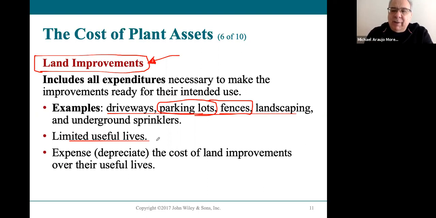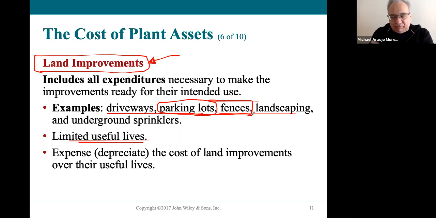Parking lots might not look like much, but they take quite a bit of a beating, not just from use, cars and trucks going on all the time, but from the weather, the expansion and contraction, the heating and the cooling, which cracks a lot of the asphalt and other materials used to make a parking lot. So you have to maintain that, which is great, but eventually it's going to fall apart. You're going to need a new parking lot. So that's going to be its useful life. Same thing if you have a fence around your property, fences are not going to last forever.